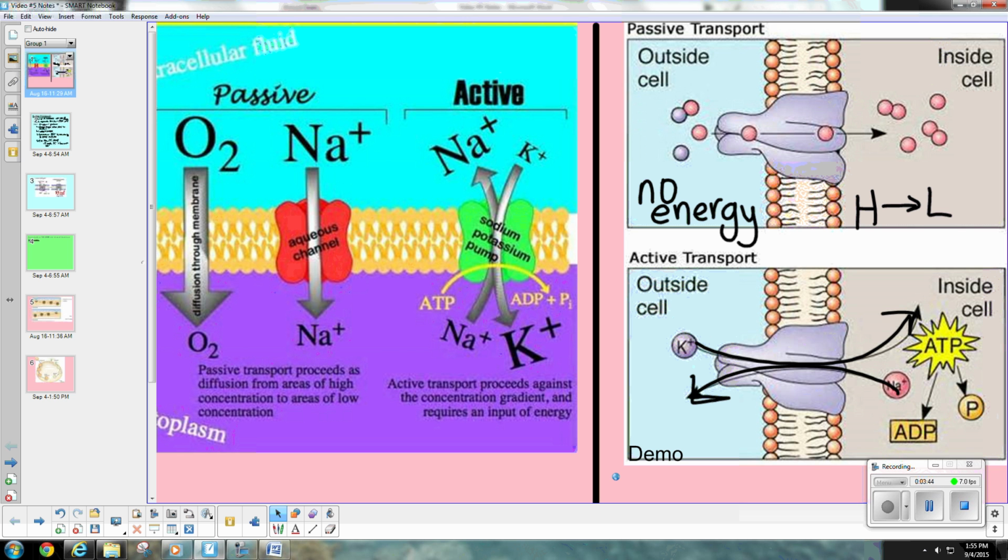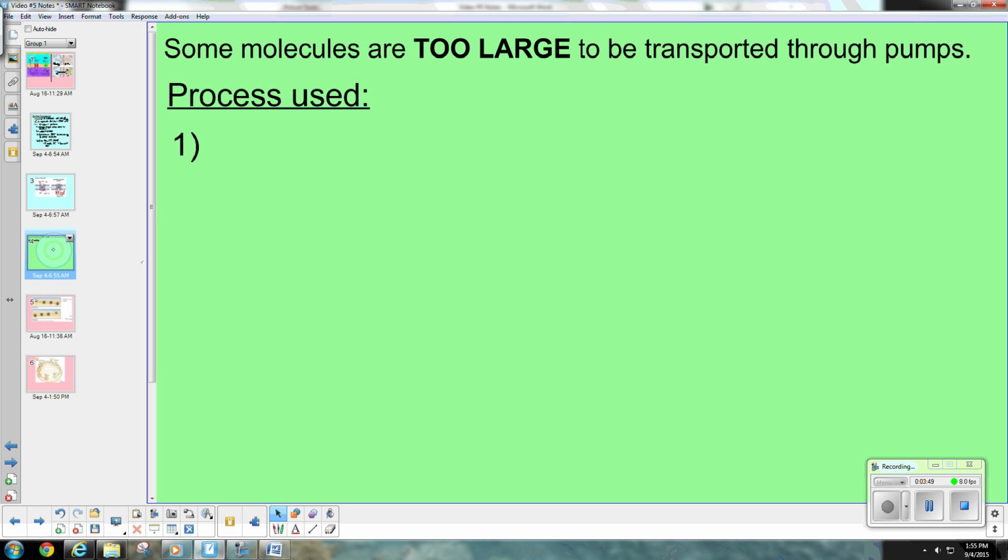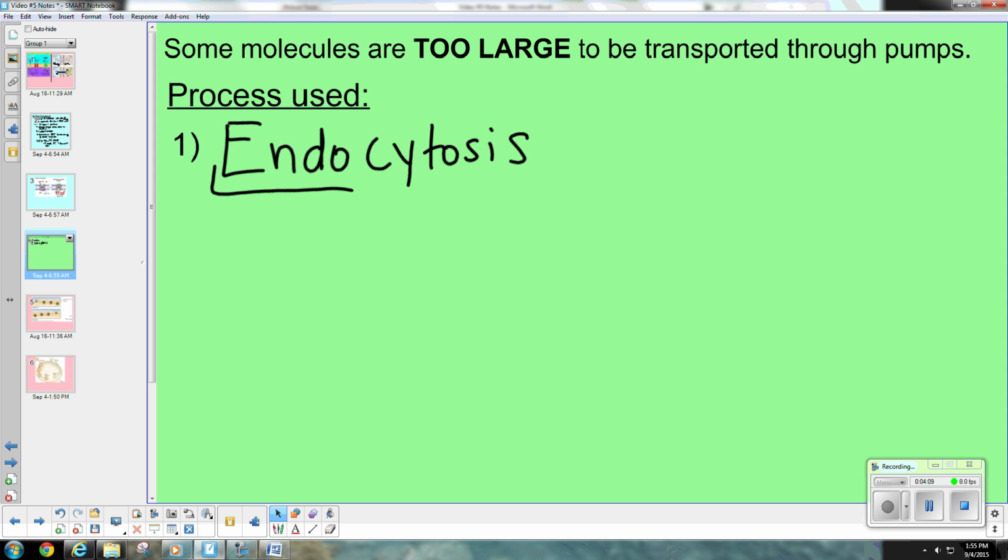Sometimes there are molecules that are too large to be transported, because potassium and sodium are pretty small. If they are too large, there are 2 separate processes to get these molecules across the cell membrane. The first process is known as endocytosis. Endo means going into the cell. It takes materials into the cell using what is called a vesicle.